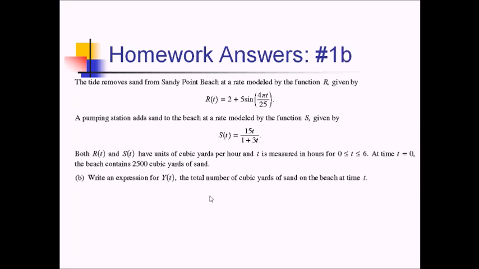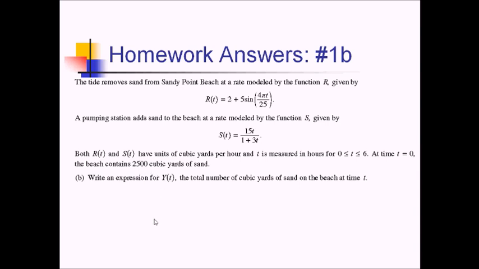For this next problem, they want us to write an expression for y of t, the total number of cubic yards of sand in the beach at time t. So if you want to find the amount of sand that's actually on the beach, we definitely need these rates of change and some integrals of these to figure out the total amount removed and the total amount added, but we also can't forget this initial 2,500 that we're starting with.